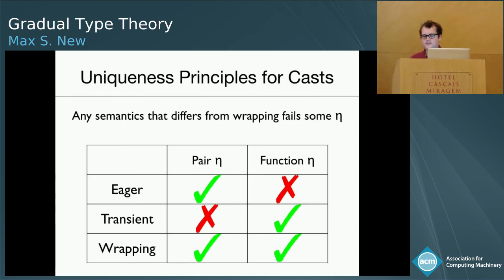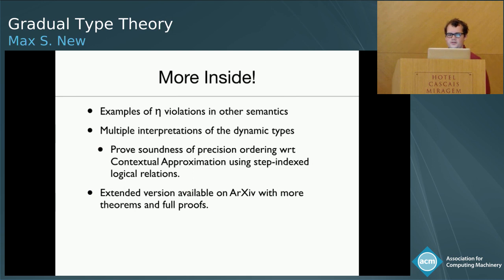Because these are theorems in gradual type theory, which axiomatizes the graduality and eta principles, we know that any semantics that is observably different from the wrapping semantics must violate some eta principle. The eager semantics is a bit over-eager on functions, and it breaks the function eta principle. The transient semantics is too lazy on strict tuples, and so it breaks the pair eta law. But the wrapping semantics gets it right. Okay, so there's a lot more in the paper. We show concrete counterexamples to those, and we give some implementations of the dynamic types, and we prove them all sound using a logical relation. And there are more proofs in the online version on arXiv.